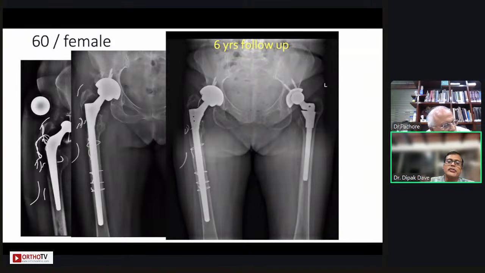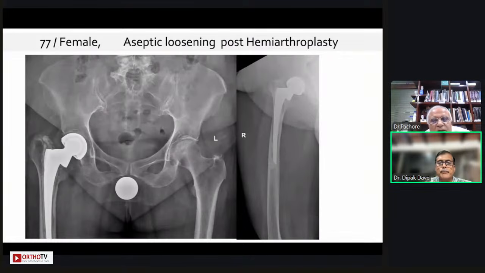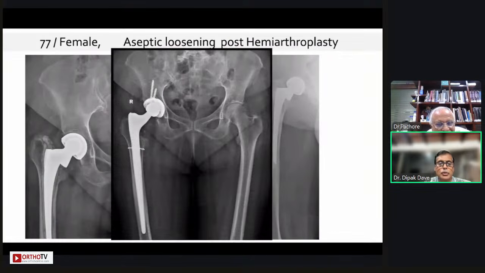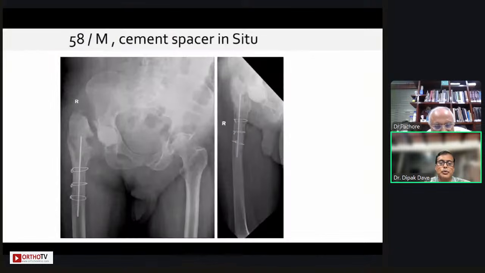How much new bone formation is happening in the metaphyseal region. So that is the advantage. When you get the right abductor tension and stable fixation, a lot of good new bone is formed in the metaphyseal region. So that is the advantage of these titanium distal loading stems. Aseptic loosening post hemiarthroplasty, again a titanium distal loading non-modular monoblock stem in a type 2.